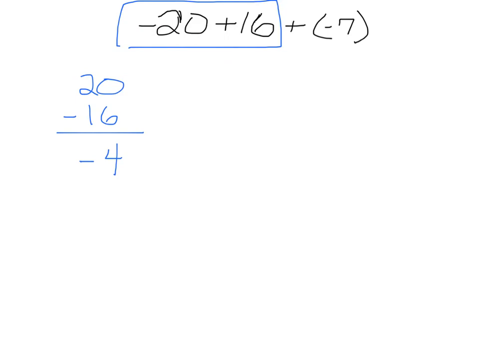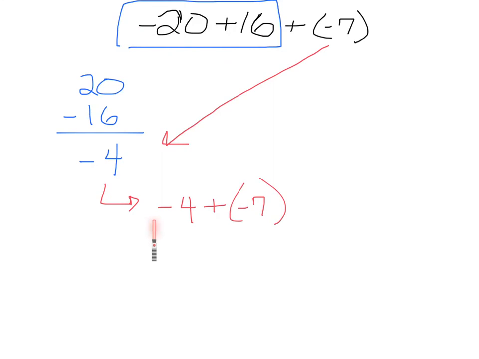What we have to do now is bring down this negative 7. So our new problem will be negative 4 plus negative 7. Now this one is nice because both signs are the same. We have a negative 4 and we have a negative 7. So we know when the signs are the same, you just combine them and use that sign. So our answer will be negative. 4 plus 7 is 11. And that's your final answer.